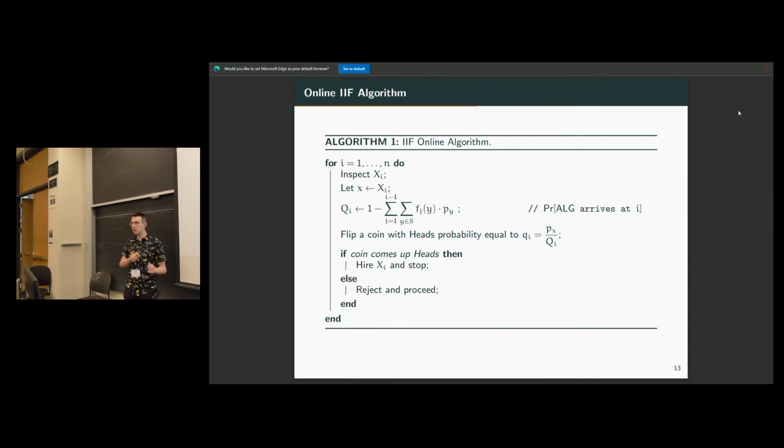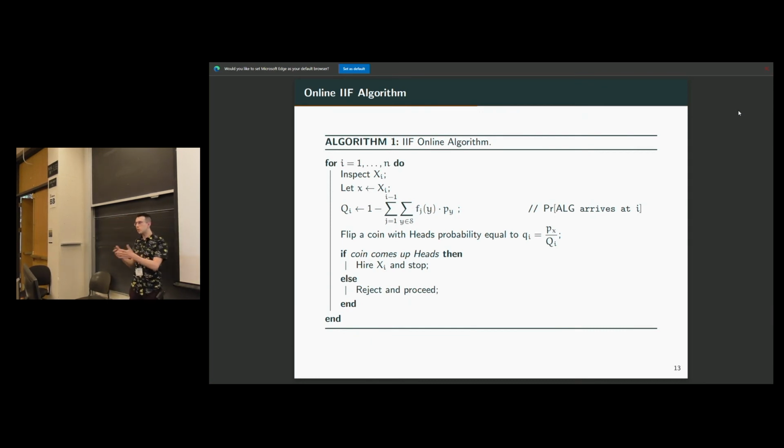So once someone solves this LP, then all you have to do is plug the solution you get back into this algorithm. And how does this algorithm work? So you first inspect the first person, x1. What does the LP say? That you have to hire them with probability, and let's say their value is x, so you have to hire them with probability p of x. So that's exactly what you do. You flip a biased coin with probability p of x, and you hire them if it comes up heads.